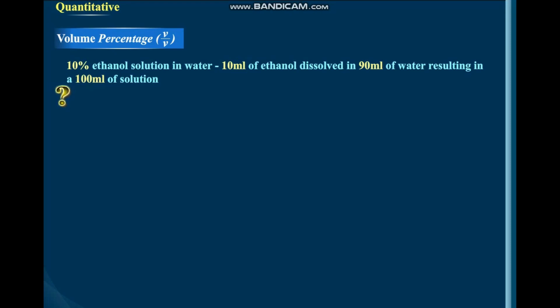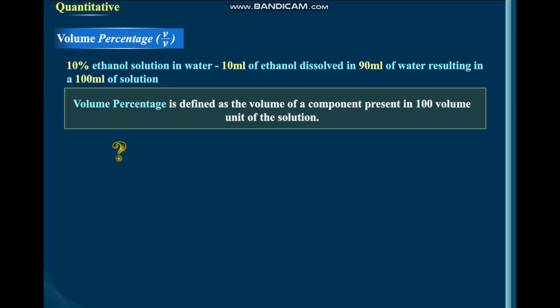Next is volume percentage. What is volume percentage? If you are taking 10% ethanol solution in water, that means ethanol is in the liquid form. 10 ml of ethanol is dissolved in 90 ml of water, resulting in 100 ml of the solution. That is, the solute here is ethanol, the solvent is water. So the denominator part is the volume of the solution.